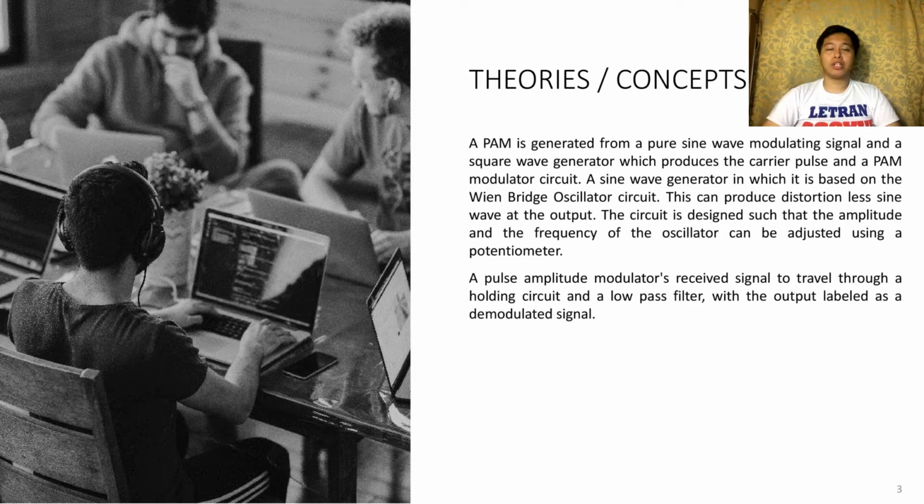Based on the previous activity in which pulse amplitude modulation was briefly discussed, it is demonstrated by a sine wave generator, which is based on the Wien bridge oscillator circuit. This can produce a distortion-less sine wave at the output. The circuit is designed such that the amplitude and the frequency of the oscillator can be adjusted using a potentiometer.